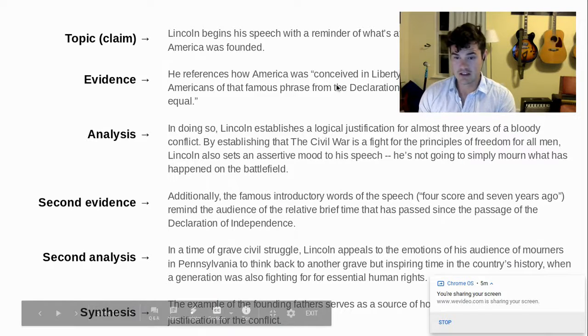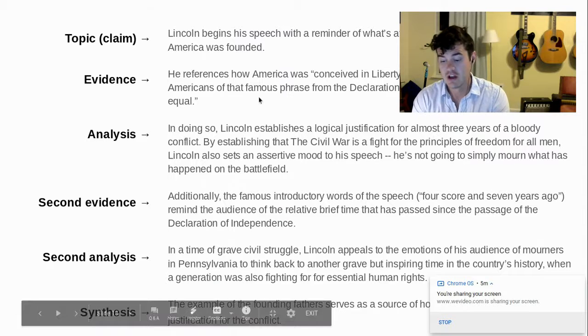In doing so, Lincoln establishes a logical justification for almost 3 years of a bloody conflict. By establishing the Civil War as a fight for the principles of freedom for all men, Lincoln also sets an assertive mood to his speech. He's not going to simply mourn what has happened on the battlefield. Additionally, the famous introductory words of the speech, quote, 87 years ago, remind the audience of the relatively brief time that has passed since the passage of the Declaration of Independence. And now analysis. In a time of grave civil struggle, Lincoln appeals to the emotions of the audience of mourners in Pennsylvania to think back to another grave but inspiring time in the country's history when a generation was also fighting for essential human rights.